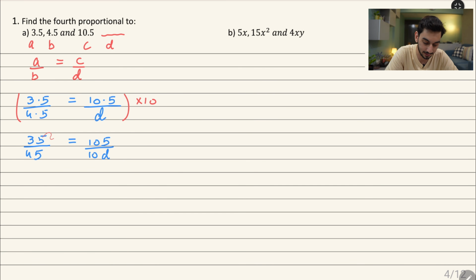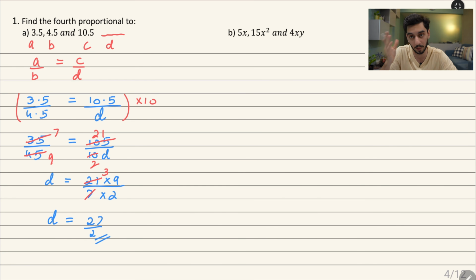Let us simplify all of these. This would go in 5, so 5 7s are 35, 5 9s are 45, and this would go in 5 times 21 and 5 times 2. Now I can just send the 2 and 21, or maybe the D, to the other side. So this becomes 2D is equal to 21 times 9 upon 7. 7 times 3 is 21, 3 9s are 27, so the value of D would be 27 upon 2, and that is my fourth proportional.